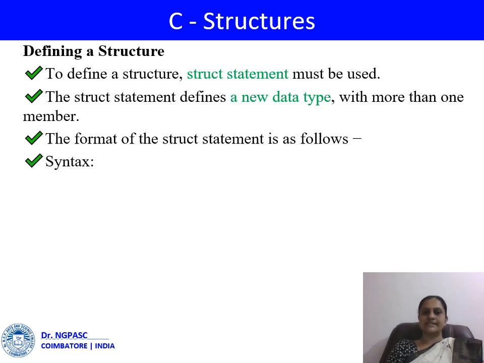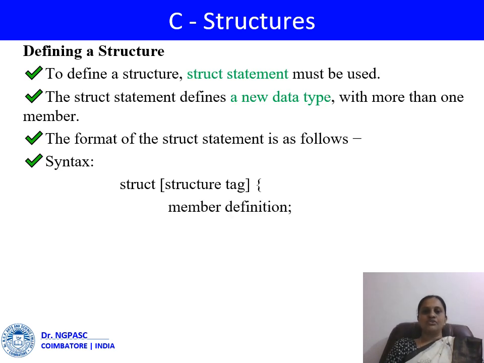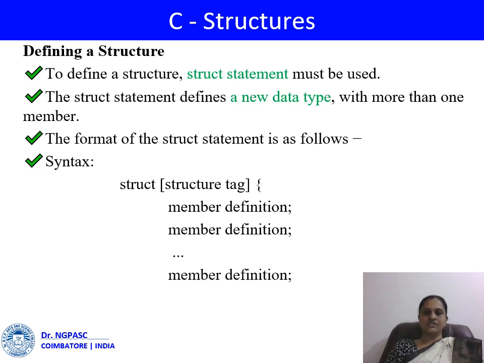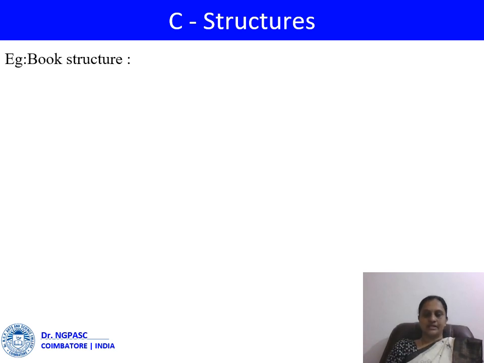Let us see the syntax for defining a structure. This is the basic syntax. It should start with the keyword struct, then the structure tag. The structure tag is nothing but the structure name. We should give a name to a structure so that we can refer to it anywhere in our program. The structure consists of n number of member variables, right? We give the definition for those members, and finally we can give one or more structure variables. That is the general syntax.